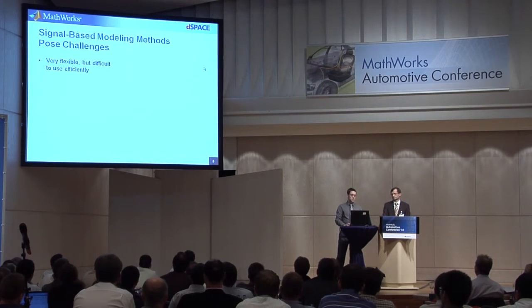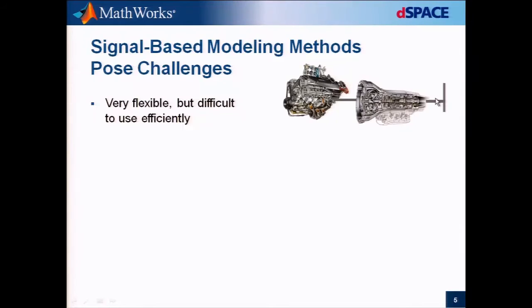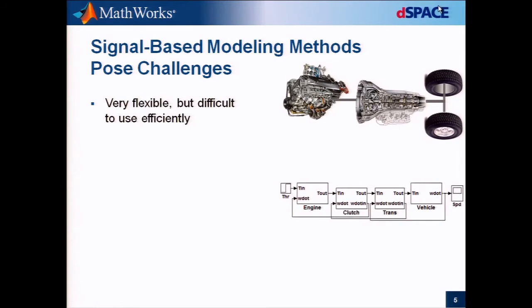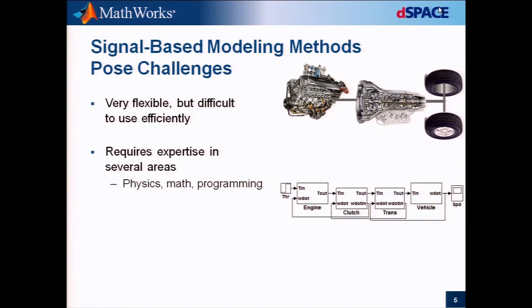Let's say that the transmission that I'm modeling looks like this. And if I were to create that model using an input-output method, the model could look like this. You can recognize the structure of the system. But for me to create this model, I need to have expertise in a number of different areas. I need to understand physics so that I know which effects are important and which ones I can neglect. I have to have a strong mathematics background so that I can express those effects in terms of equations. And I need a programming background so that I'm able to implement that in the tool.